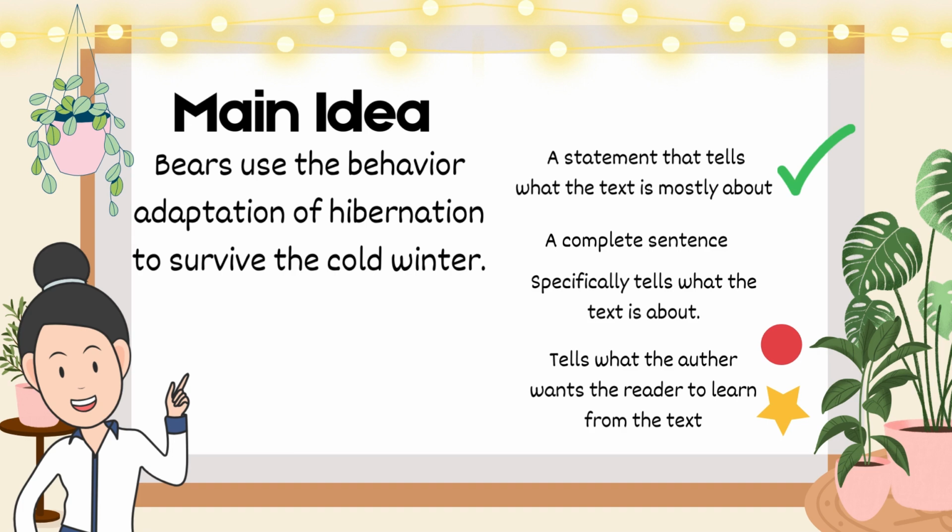Now let's check to be sure my main idea really is a main idea. It is a statement that tells what the text is mostly about. It's a complete sentence. It's specific to tell what the text is about. And it tells what the author wants the reader to learn from the text. So the main idea of this text could be: bears use the behavioral adaptation of hibernation to survive the cold winter.